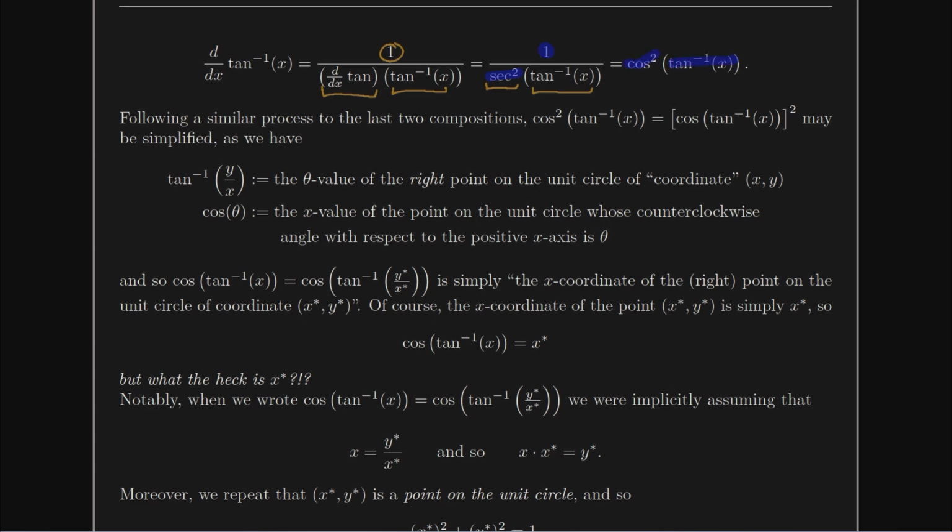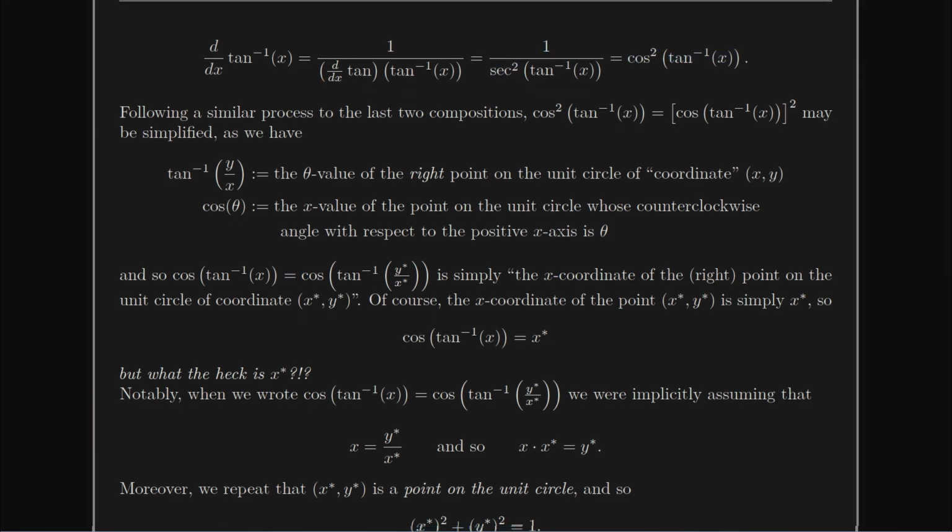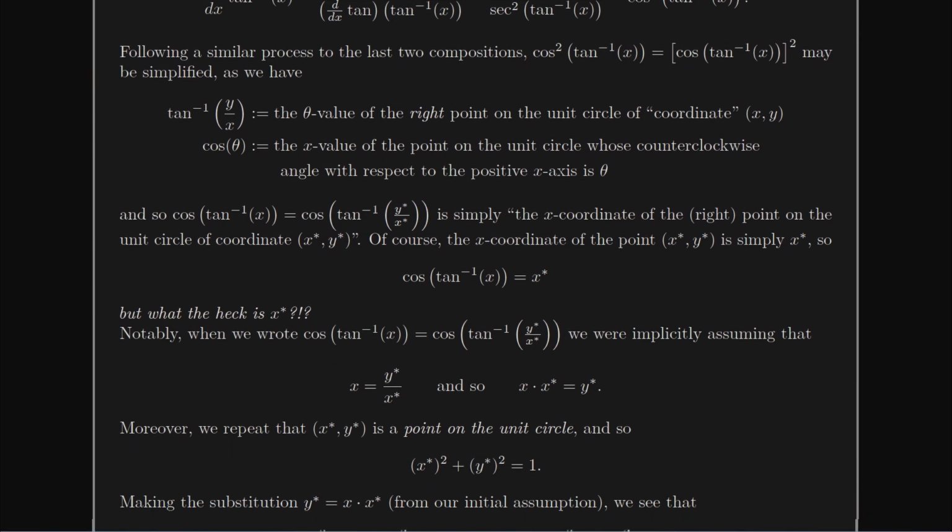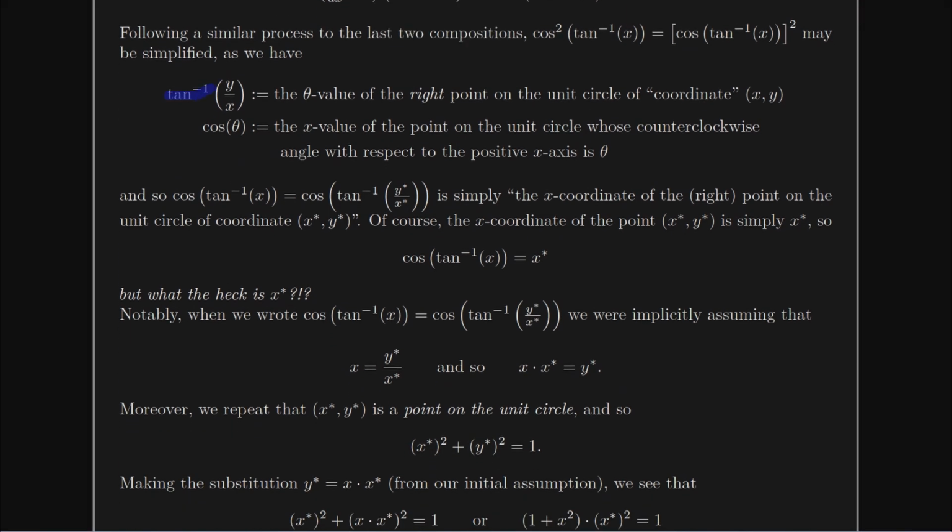We're going to play the same game here, but I actually won't draw this one out because we're going to think about it in our minds a little better. Tangent inverse of y over x has to be the theta value of the right point on the unit circle of whatever coordinate y over x is, and then cosine of that will just be the x value. So what I'm asking for when I say something like cosine of tan inverse of x, this is really cosine of tan inverse of some y star and x star, where this y star over x star equals my original point here, x.